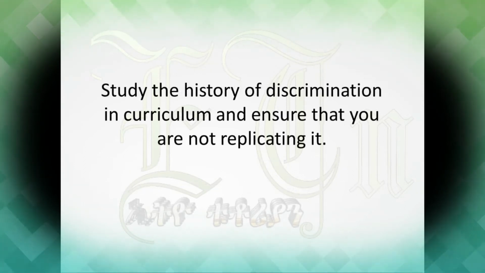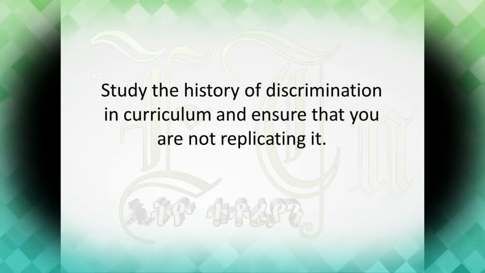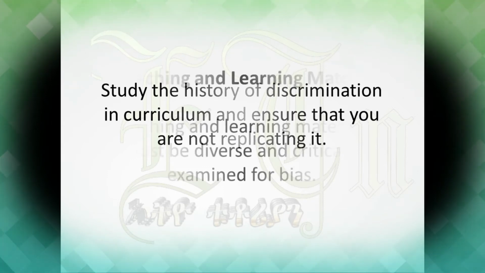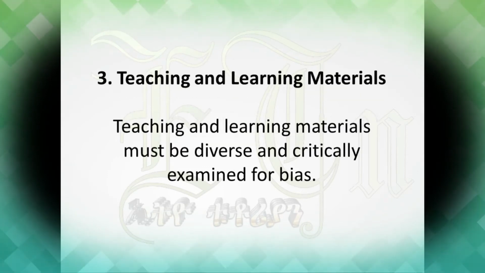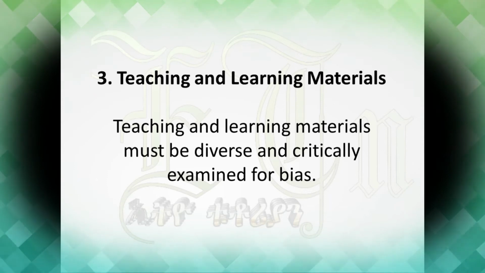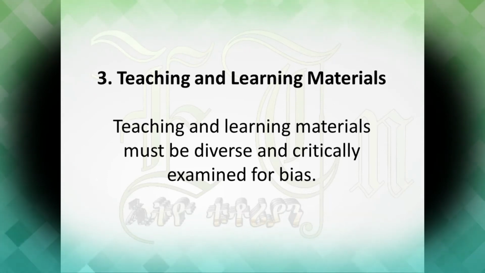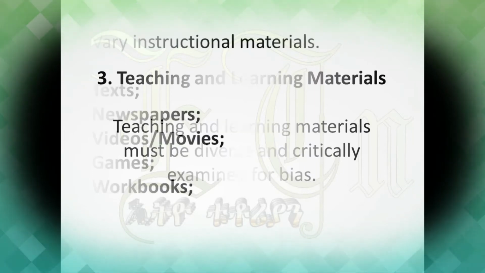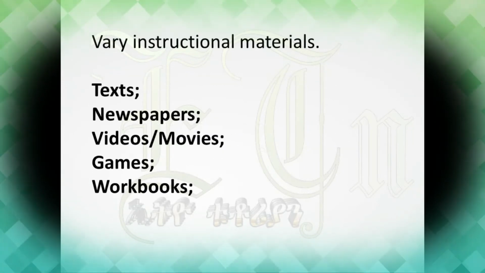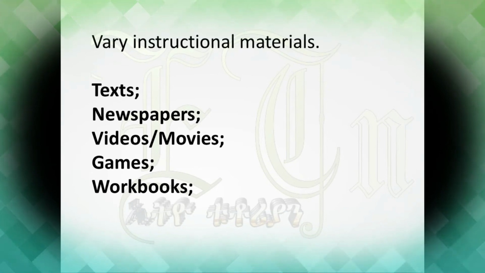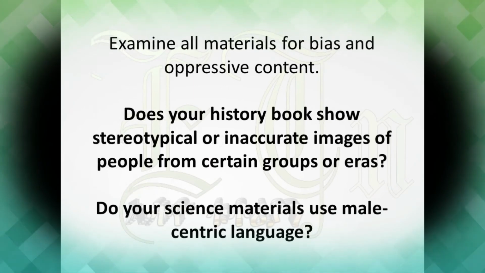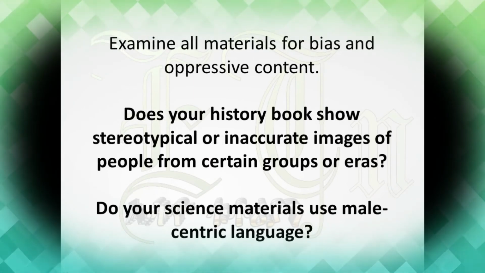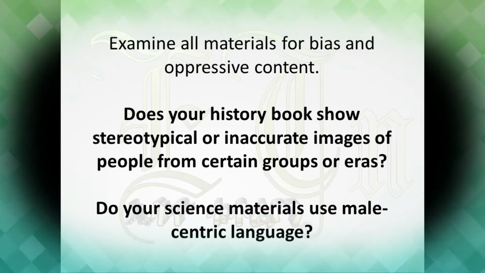Study the history of discrimination in curriculum and ensure that you are not replicating it. 3. Teaching and learning materials. Teaching and learning materials must be diverse and critically examined for bias. Vary instructional materials: texts, newspapers, videos, movies, games, workbooks. Examine all materials for bias and oppressive content.